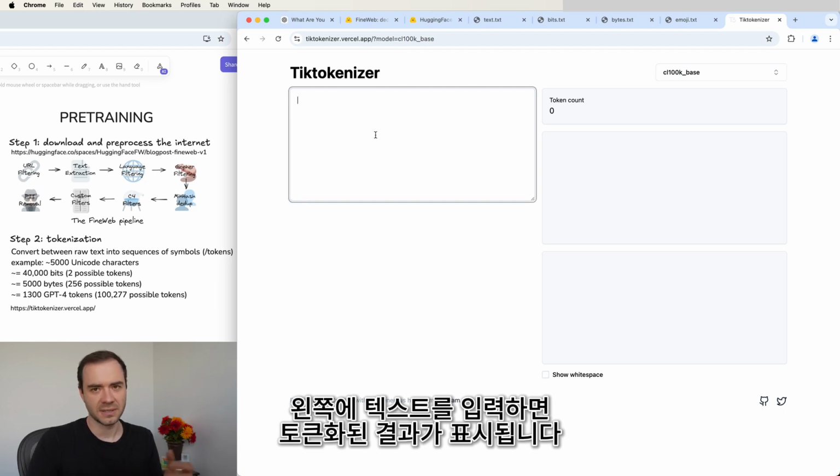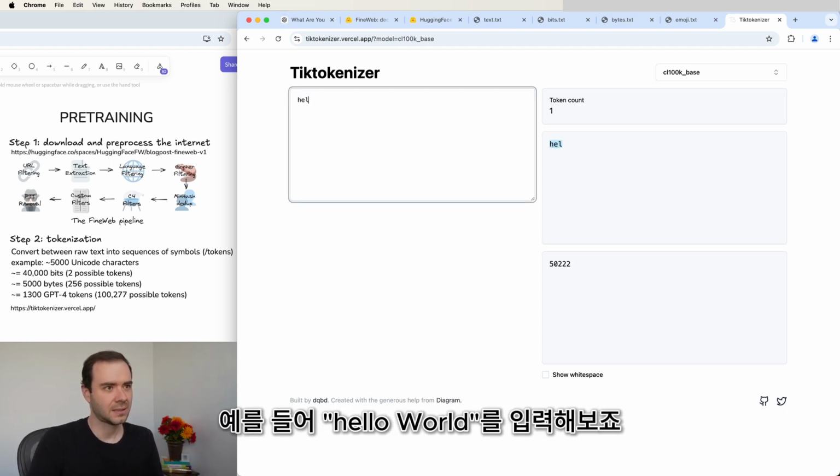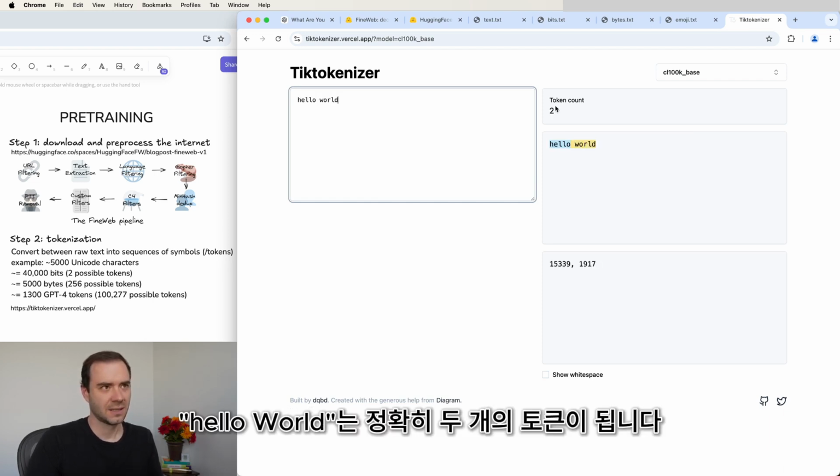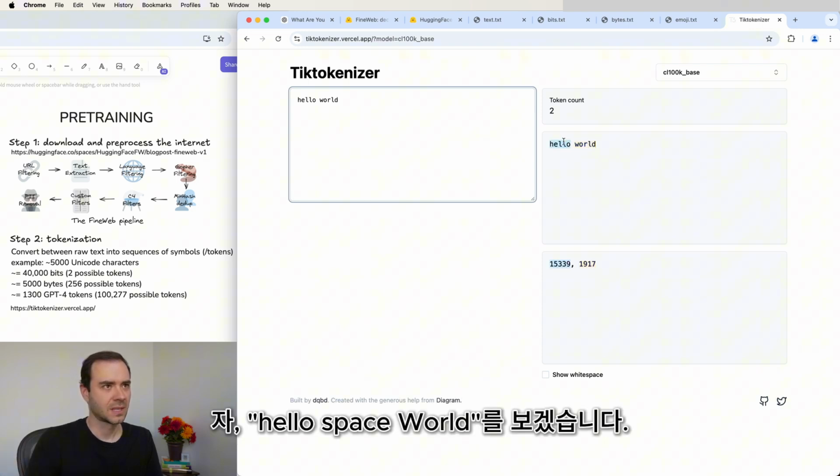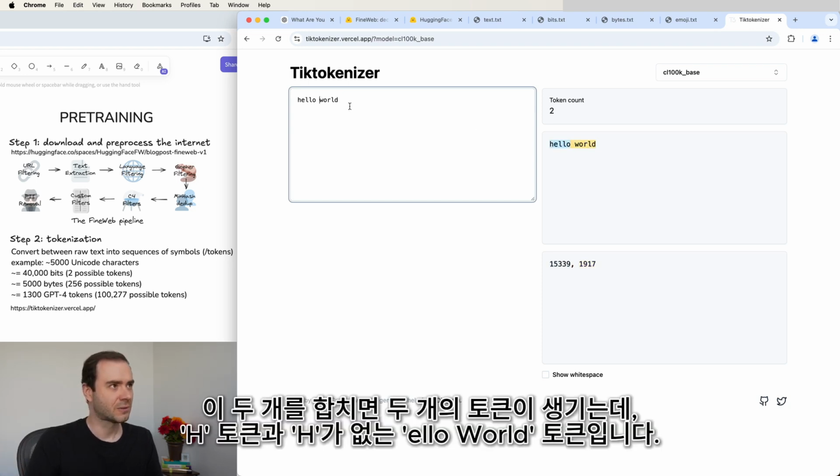And here on the left, you can put in text, and it shows you the tokenization of that text. So for example, hello space world. So hello world turns out to be exactly 2 tokens. The token hello, which is the token with ID 15339, and the token space world, that is the token 1917. So hello space world. Now, if I was to join these two, for example, I'm going to get, again, 2 tokens, but it's the token H followed by the token hello world without the H.